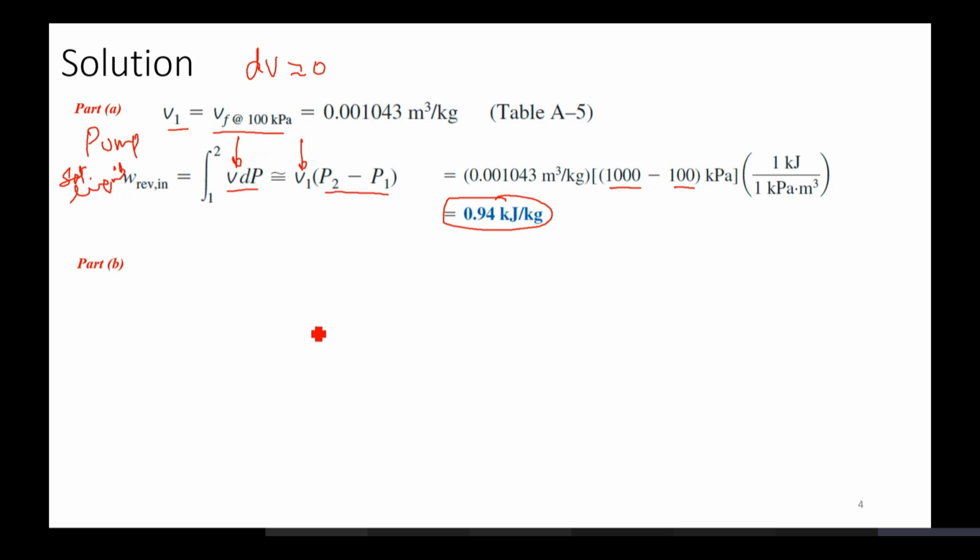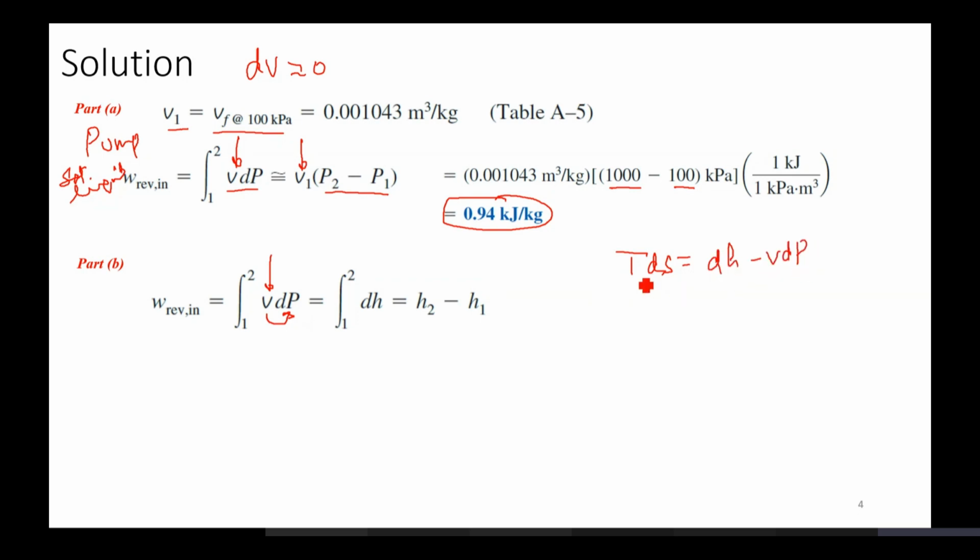The second case is you have to find for the steam. Now for steam, you know that V is not constant and you have to integrate from 1 to 2 VdP. So either you have a relationship between specific volume and pressure, or in other words, the second Gibbs equation says that TdS is equal to dH minus VdP. Now since it's an isentropic process, dS would be essentially 0. So this whole term would be 0 and dH would essentially be equal to VdP. So you can replace VdP with dH, and the integral of dH would essentially be the difference of the enthalpies, H2 minus H1.